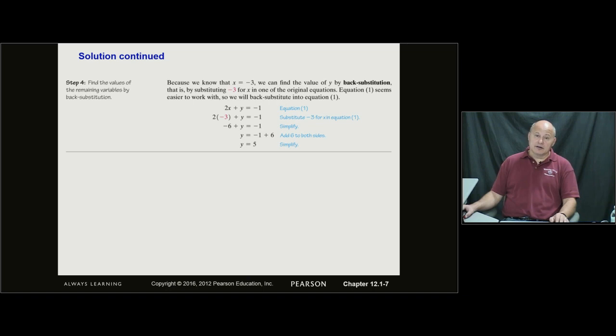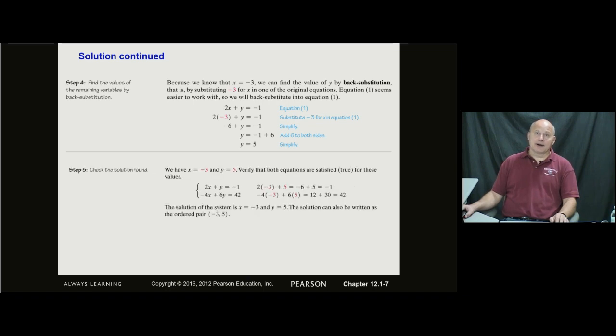If you recall, when we were looking at that graph, this is just a check right here. So we're checking the negative 3 and 5. It works for both of them. So negative 3, 5 is the solution to the system. So it's working for both.